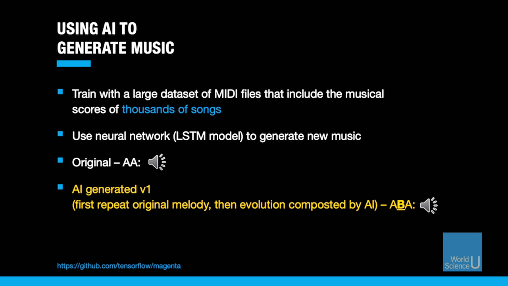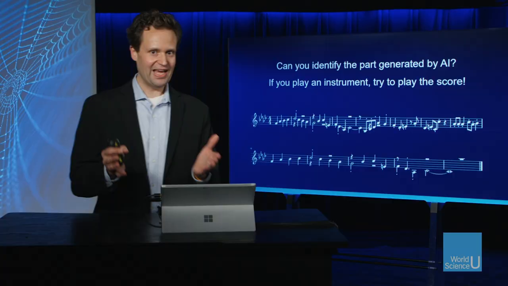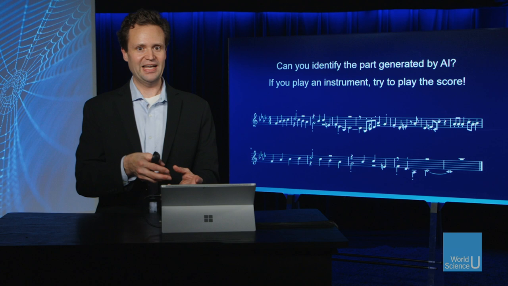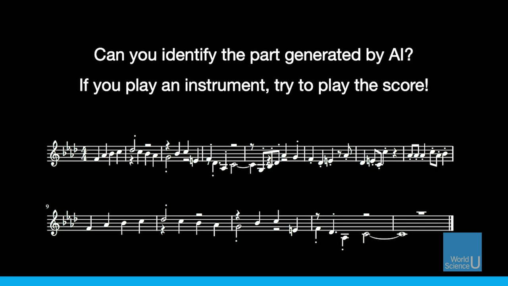So now I have a little assignment for you. If you play a musical instrument, I would like you to try to play this piece. This is the score of the ABA piece, which includes A, the initial idea that I've created, and B, the idea that the computer has generated based on the idea, and then A again at the end to circle back to what the initial idea was. And you can try to play that, and identify in the score what was A, what is B, and what is A again.